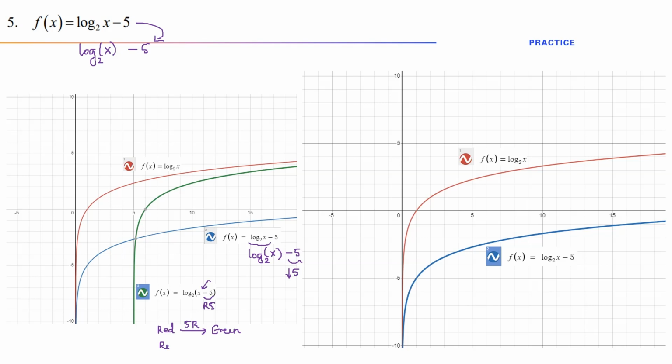So from the red, we go down 5 units. We get the blue. And the result is the right graph, number 2. Graph number 1 is just to compare. And it's important to understand the question.